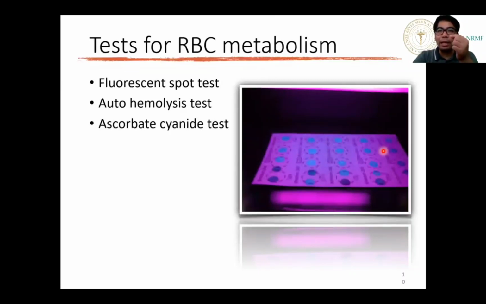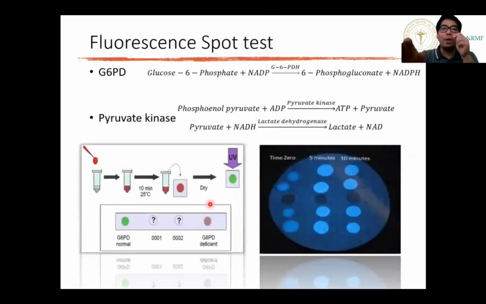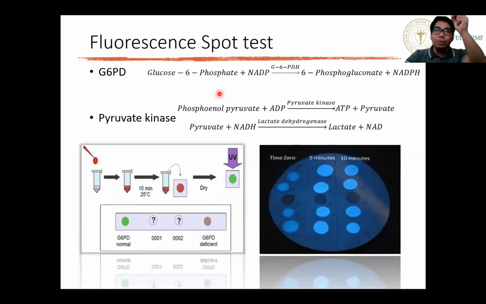Okay, now, for example, you want to check first the presence or the level of the G6PD in the patient's blood. All you have to do is to use a reagent. So naglagay ka na ng blood doon sa special kind of paper. Then you will drop a reagent. Ang content ng reagent na yon ay may G6-phosphate.